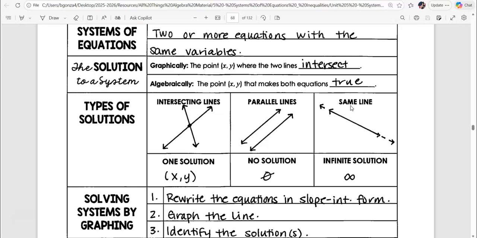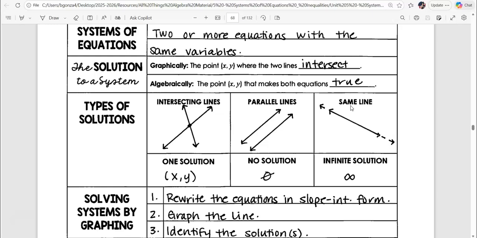Now, this is important, and this is how we're going to do it today. Graphically, it's where 2 lines cross. Whenever you have 2 lines, wherever they cross, that's the answer. The intersection is the solution. That's why it says graphically, it's where the lines intersect. Or algebraically, what makes both of them true.